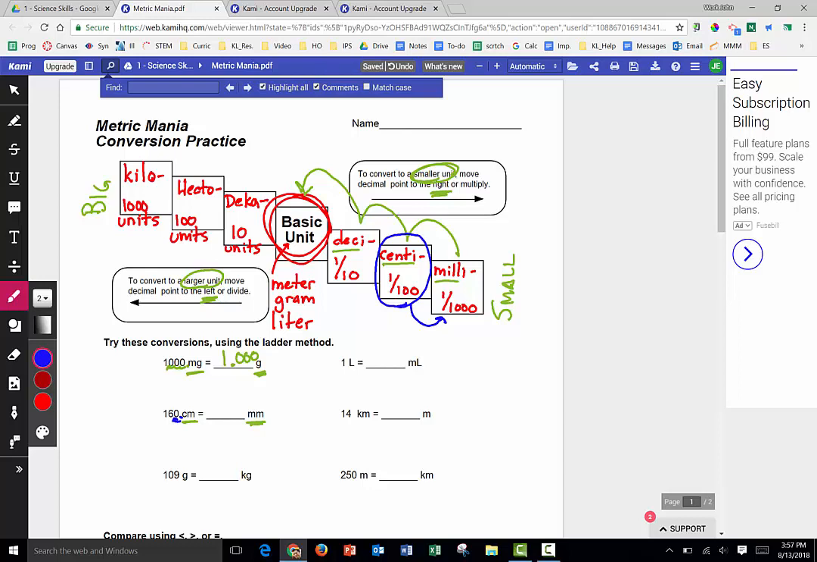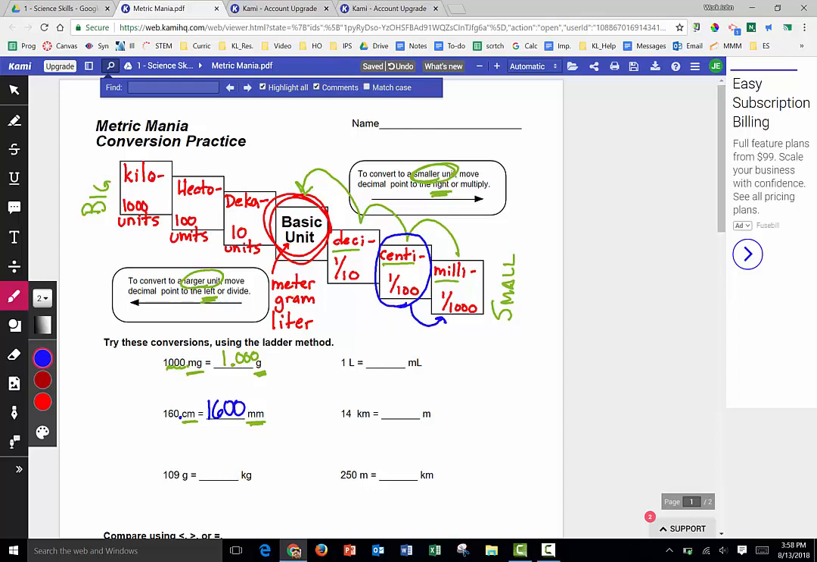So I got 160 centimeters. I'm moving it the wrong direction. Let's try that again. I need to move it to the right because I'm moving to a smaller unit. Well, to move it to the right means I've got to move it beyond where it is now to another decimal place. So I'm going to have to put a 0 in there to give me another place to move it over. In other words, 1600, and now the decimal is after that last 0.